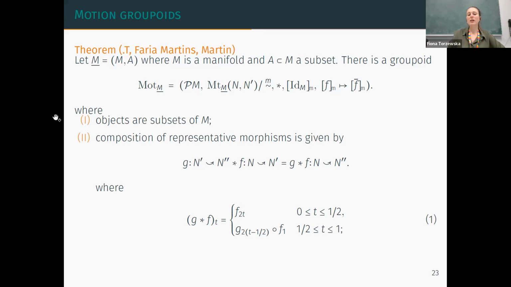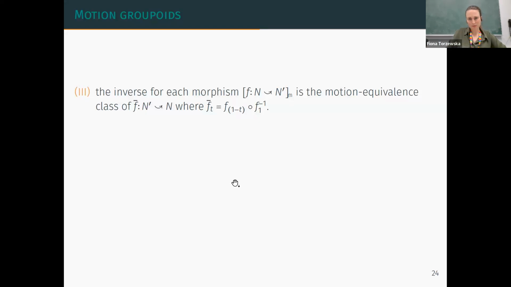Representative motions are composed very similarly to how paths in the fundamental group are composed. So if we want to compose the flow G with the flow F, we do F twice as fast. Then we do G twice as fast, but we have to compose with this F1 because all of our motions start at the identity. And so we have to make sure that these paths agree at their endpoints. So we have this slight adjustment here. So these compose just like paths. If we have a morphism, then the inverse of a representative motion is given by taking this F bar, which is just like the inverse in the fundamental group. Again, we trace the path backwards, but we just compose again with this F1 to the -1 such that we get something that starts at the identity.